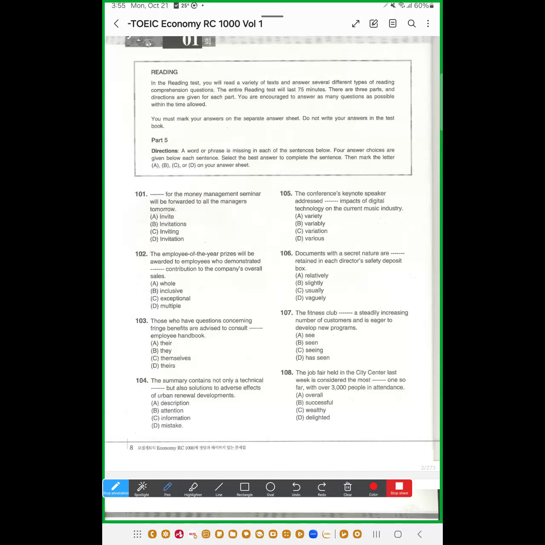That is it. Let's move on to 102. The Employee of the Year prizes will be awarded to employees who demonstrated blank contribution to the company's overall sales. So, wow, this blank is in the middle of the sentence. Whenever something is in the middle of the sentence, it is very dangerous. So let's check the answers that they give us.